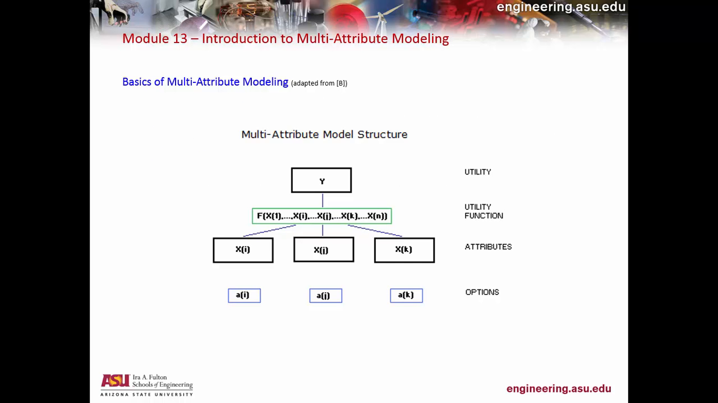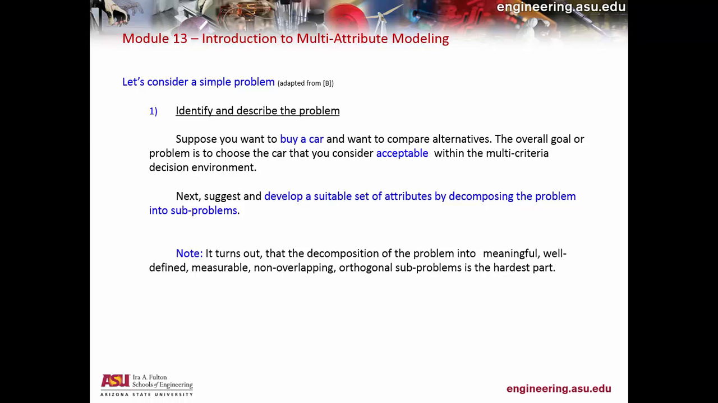Here's the primary MAM structure. Utility is, okay, what's my usefulness, like cost? Based on cost, what's my utility function? Well, it's probably quantity times price per unit. And then what are the attributes that drive that? Well, what drives quantity and what drives my cost? That's what we mean by attributes. And what are my options for that cost?